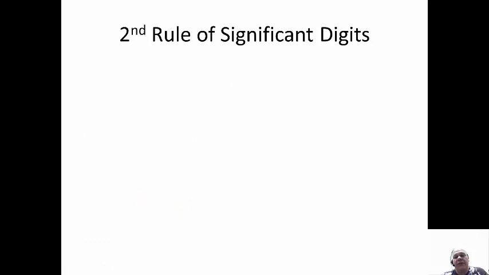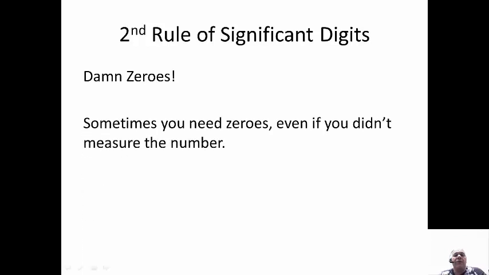The second rule of significant digits is damn those zeros. Sometimes you need zeros even if you didn't measure the number.